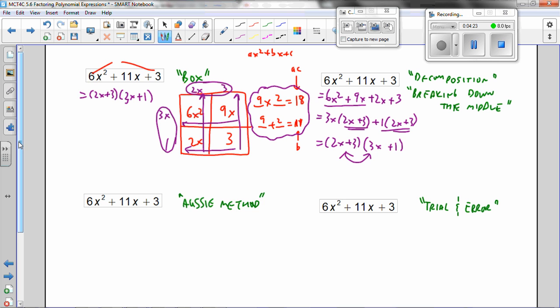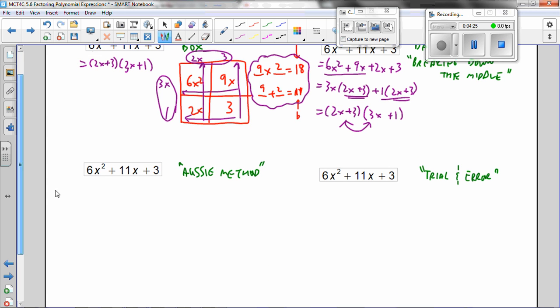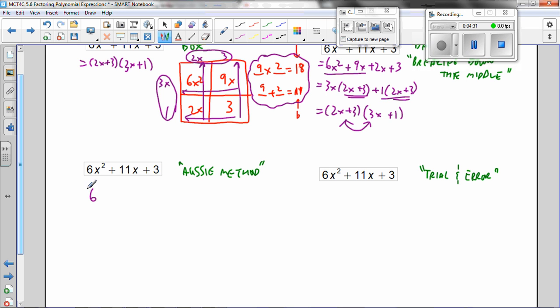A third way, and I don't know, not too many teachers use this one anymore, but it's kind of fun. It's the Aussie method. The Aussie method is this idea of, well, I don't know whether it's 6 and 1 or 2 and 3 and 3 and 2 and whatever. I'm just going to put an extra 6 in there, and then at the end I'm going to divide out the extra 6. So the extra 6 goes down under.